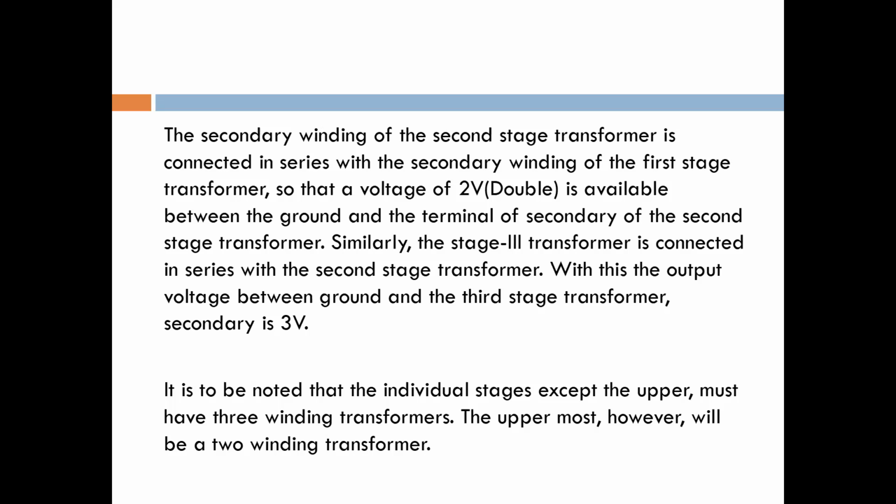Now this is the cascading equation. Suppose there are 3 transformers: the first is connected to the second, and the second is connected to the third. Similarly, the third stage transformer is connected in series with the second stage transformer, with the output voltage between ground and the third stage transformer being 3V. In the second transformer it is going to be 2V, where V is a very large voltage.